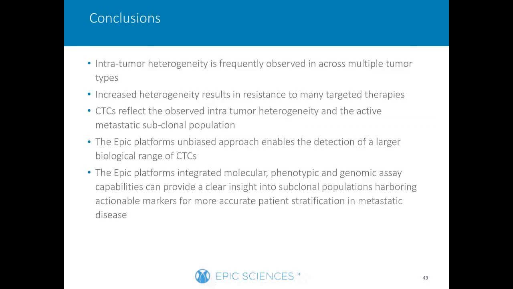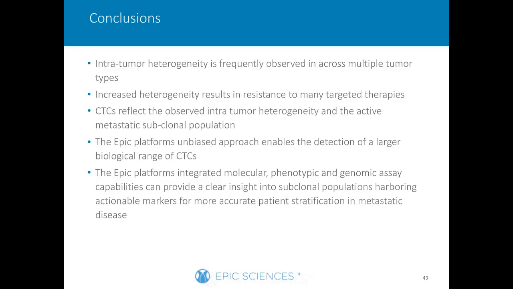I think at this point we wanted to wrap it up, and I'll just go through and summarize a lot of the points that were previously made. Intra-tumor heterogeneity is frequently observed across multiple tumor types. I think the Swanton paper clearly says that, as well as other sources. Increased heterogeneity definitely has a negative effect on targeted therapies and therapeutic response, and this has been cited by others as well as observed in our own data.